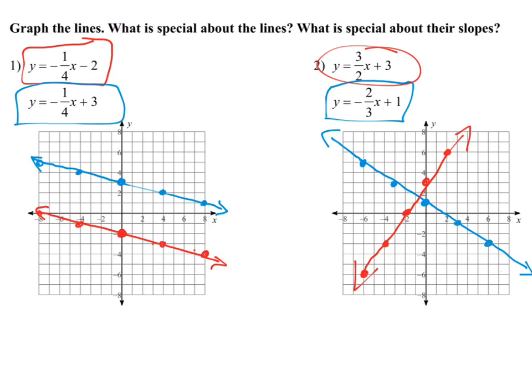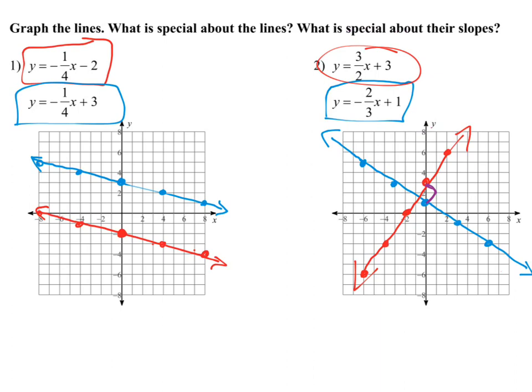Now, do the same thing for these two. These are perpendicular lines. They meet at a right angle here. Once again, look at these equations and see if you notice any sort of pattern here and see if that matches up at all.